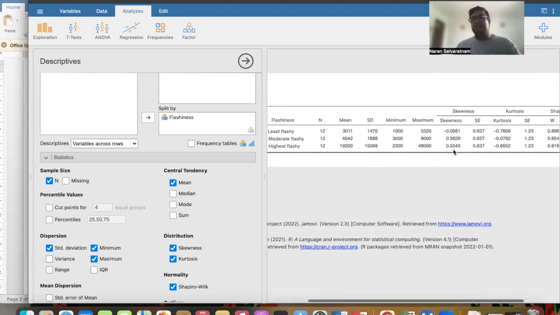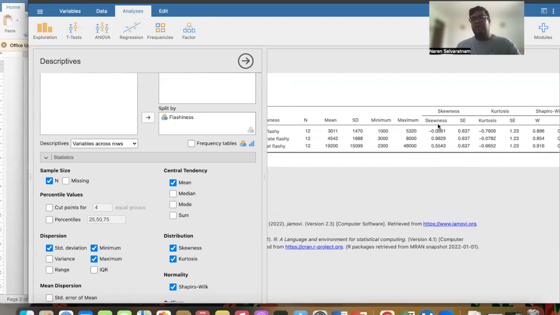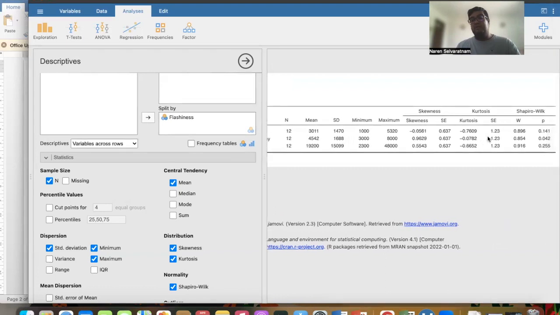Skewness and kurtosis values, I think they are pretty okay. Although the overall sample gave a bit of a skew, if you divide it by the groups, skewness values are very close to zero. I think it's okay. Kurtosis values are also pretty close to zero, but I think the data tends to be flatter here. And if you go with the Shapiro-Wilk, the data indicates these are the significant values. Only the second one, the moderate flashy one, at 0.04, is less than 0.05.